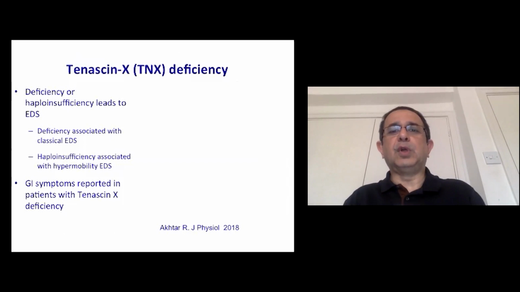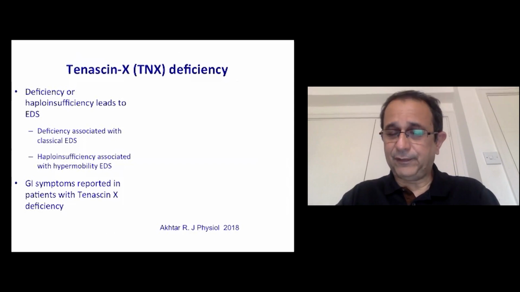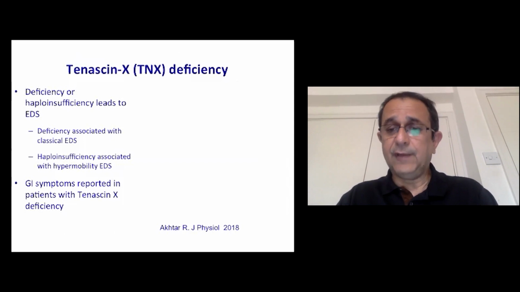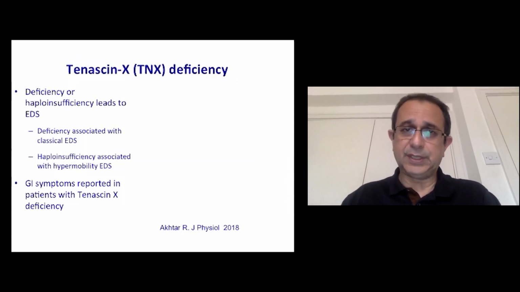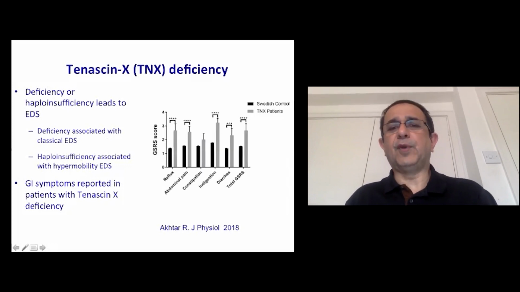I said that we would talk a little bit about Tenascin X deficiency. Patients with Tenascin X deficiency have a phenotype which is very similar to hypermobile EDS, but the only thing is that they don't scar too much, but their skin is very elastic and stretchy, and they're usually very hypermobile, so their Beighton scores are between 6 to 9. And they can present, depending on the type of insufficiency they have with Tenascin X, as classical EDS or hypermobile EDS.